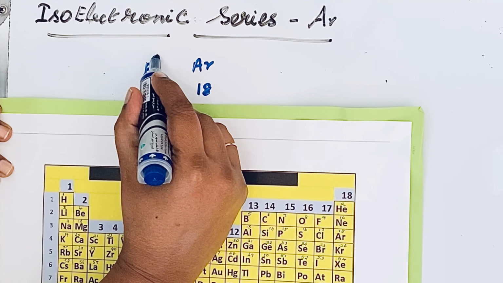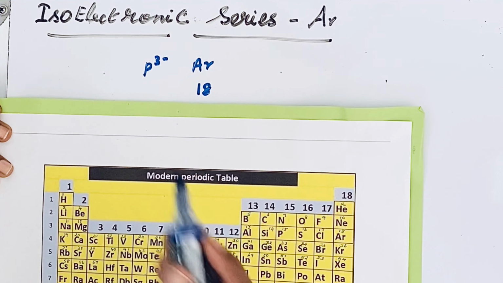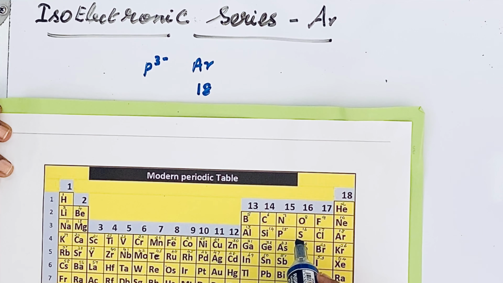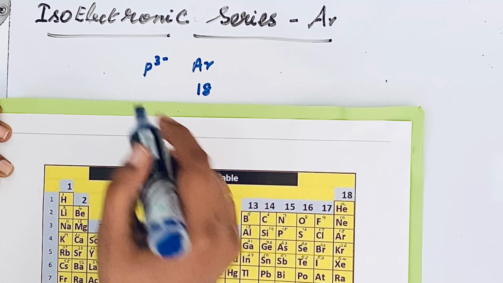So P3 minus ion. When it forms the P3 minus ion, what happens to the number of electrons? See here, the atomic number is 15, isn't it? So it is gaining 3 electrons. So 15 plus 3, 18.